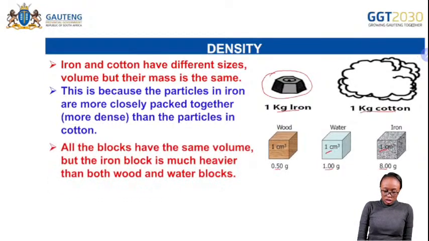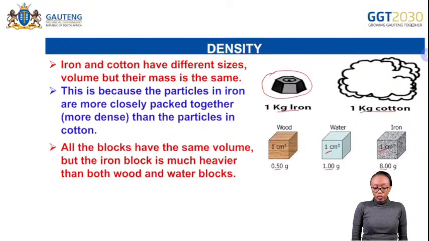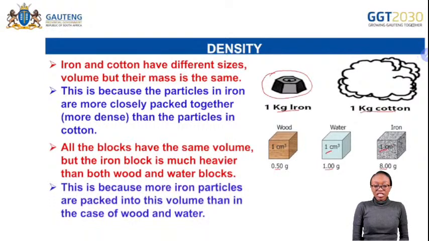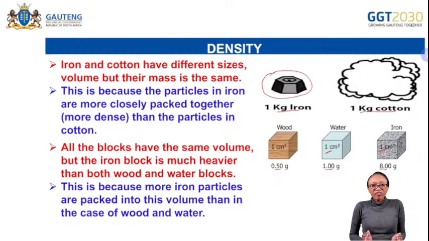Let's talk more about these blocks. All these blocks have the same volume, but the iron block is the heaviest. It's heavier than both the wood and the water. This is because there are more iron particles within this 1 cubic centimeter block, because iron particles are very, very closely packed. Which gives us a heavier mass. It has the heaviest mass amongst the three. So it may have the same volume, but the particles are tightly packed in that volume more than in the water block and in the wood block.